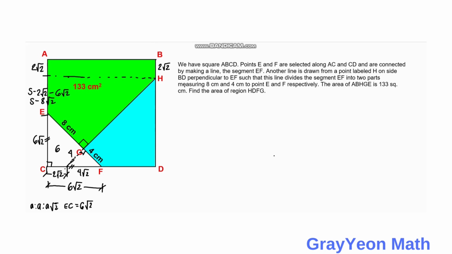Okay, so next we need to project a line from this point E towards GH. So this is again an isosceles right triangle. If this is 8, then this is also 8. Then this is 8 square root of 2.